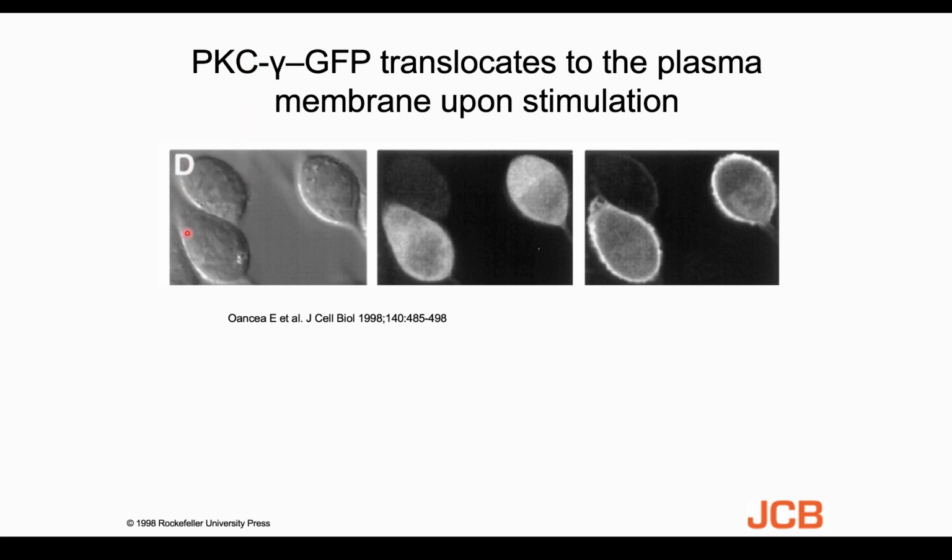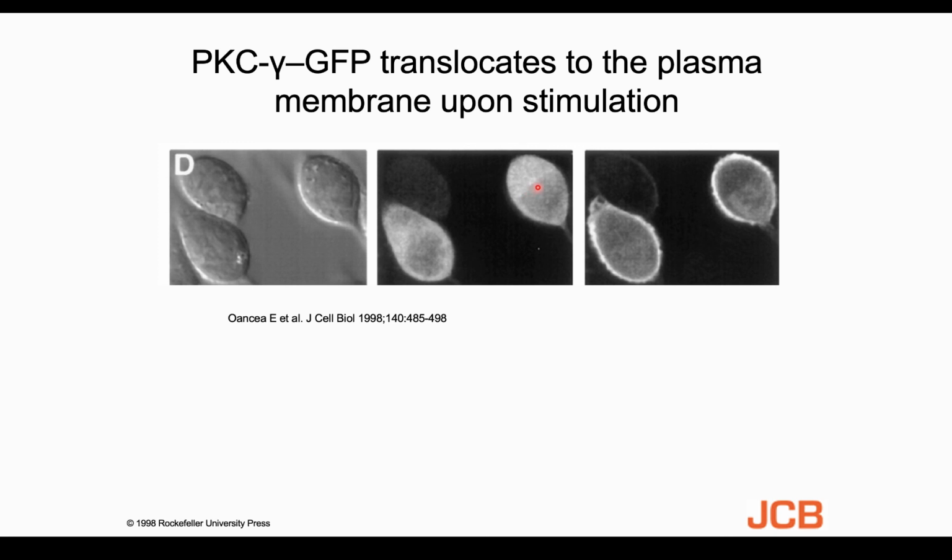So if this image right here, D, is a bright field image using a typical light bulb, in the middle panel we would be using a fluorescence light source. And we can see that two of the cells have taken up the construct and are glowing green. And they're glowing green throughout the cytoplasm.